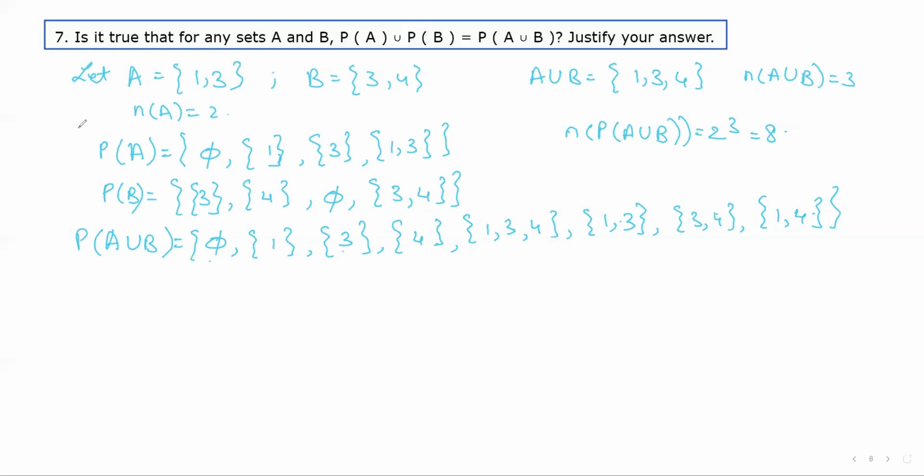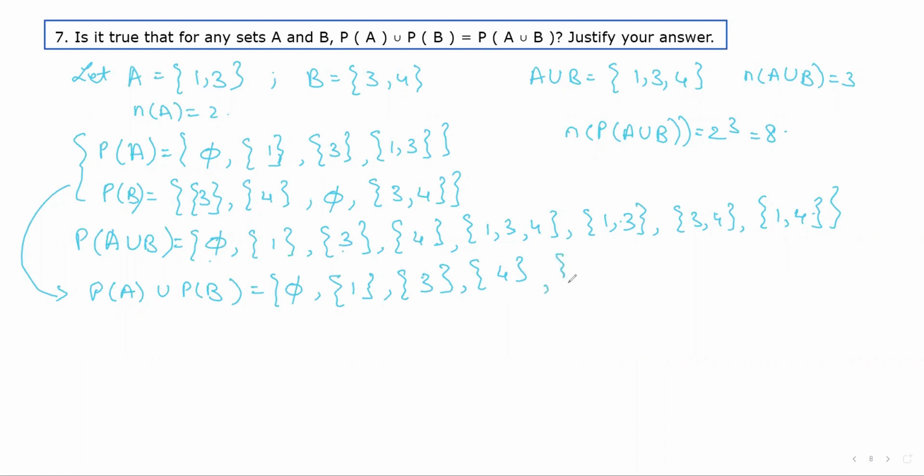Left hand side is the power set of A union B. So uniting these two, the power set of A union the power set of B will be equal to: 5 is common, singleton sets 1, 2, 3, 4. 3 is present in both, so written only once, 1, 3, and 3, 4. So when you united these two, you got only 6 elements.